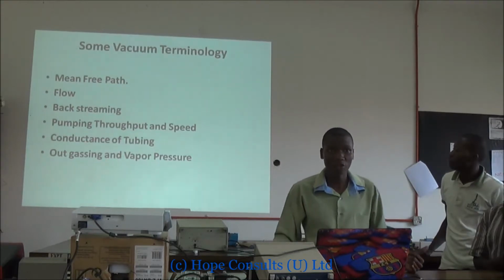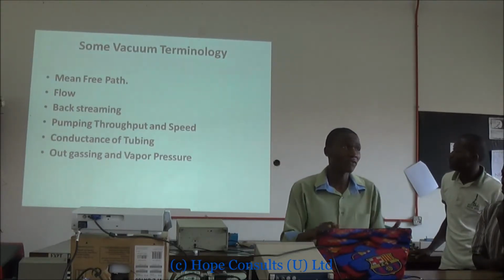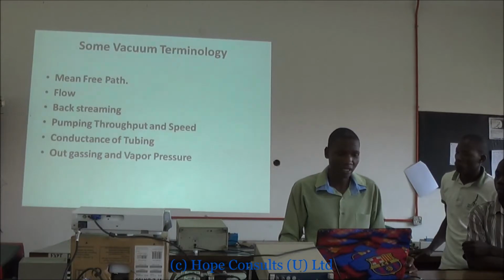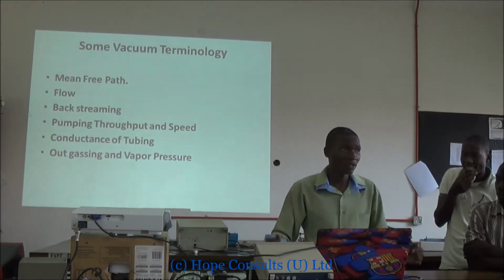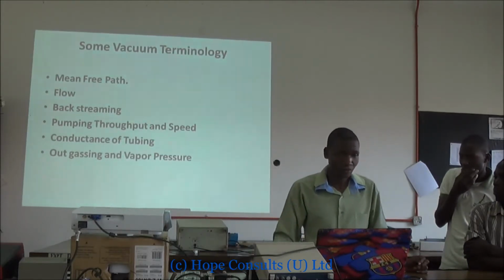To have a perfect vacuum, you should not have even a single molecule of air in it, and you achieve that by increasing the mean free path, or by eliminating the air.